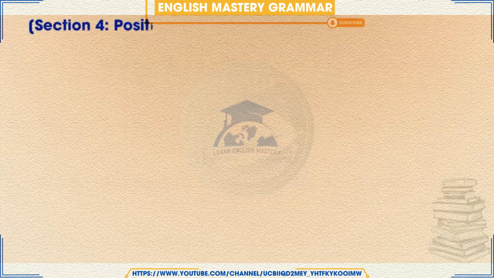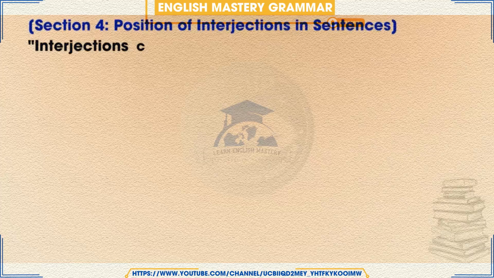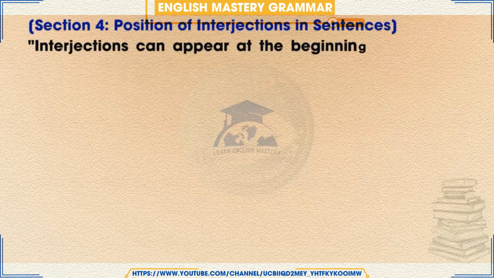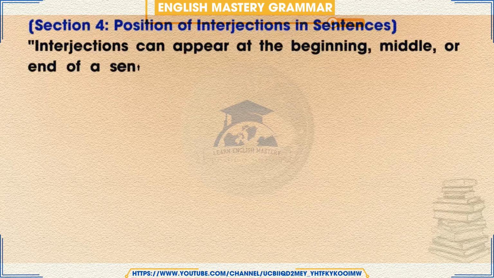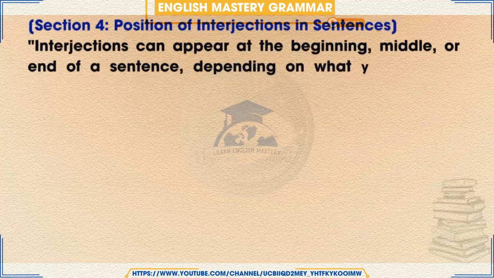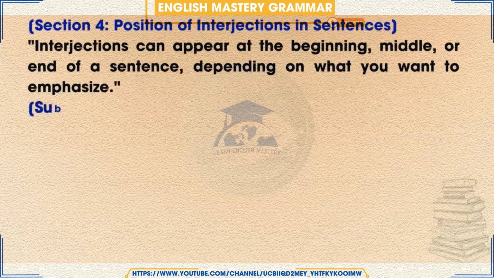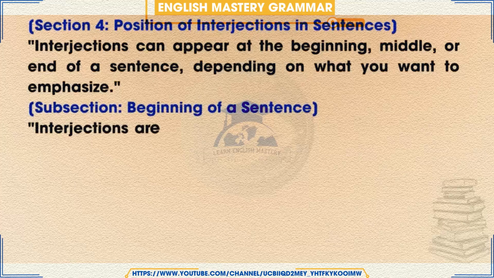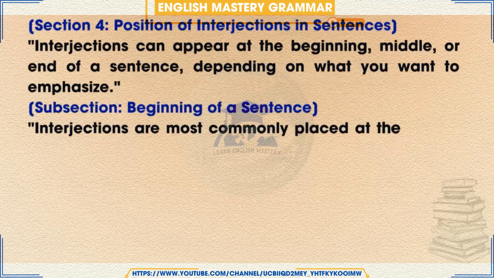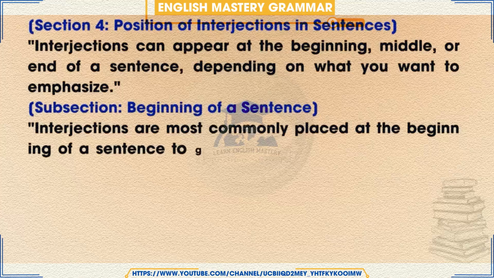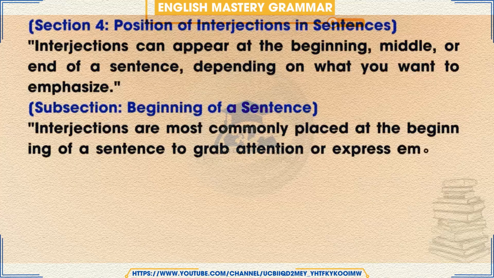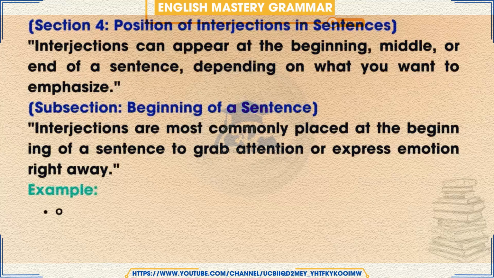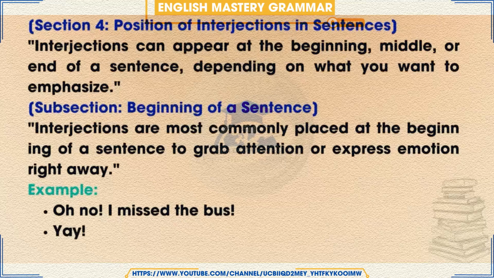Section 4. Position of interjections in sentences. Interjections can appear at the beginning, middle, or end of a sentence, depending on what you want to emphasize. Subsection: beginning of a sentence. Interjections are most commonly placed at the beginning of a sentence to grab attention or express emotion right away. Example: "Oh no, I missed the bus. Yay, we won."